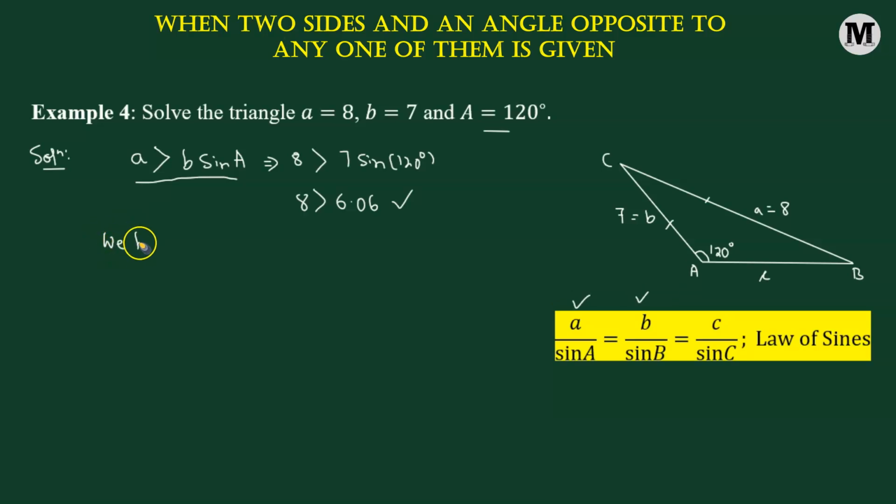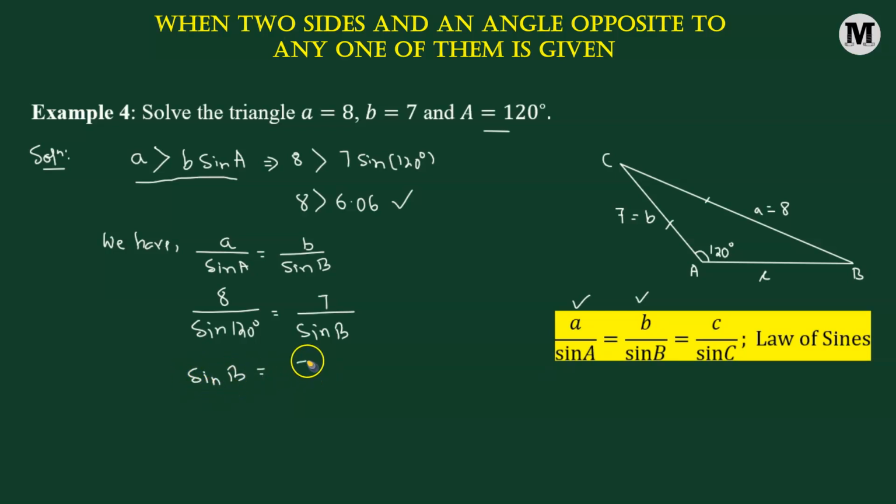So here we have A over sine of angle A equals B over sine of angle B. Let's substitute the values. A, that is 8 units, divided by sine of angle A, which is 120 degrees, equals B, which is 7 units, divided by sine of angle B. So sine of angle B is equal to 7 over 8 multiplied by sine 120 degrees. This should give us a value of 0.758.